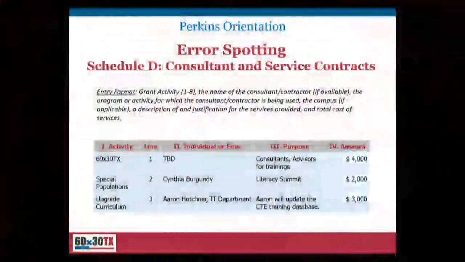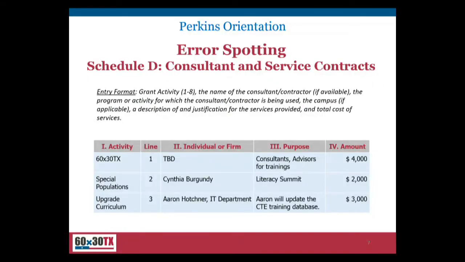You need the name of the consultant contractor, if available, the program or activity for which the consultant contractor is being used, the campus, a description of and justification for the services provided. So if we look at line 1, do we have a name of the contractor? No, but as with travel, when you don't know, you can put in TBD, to be determined. But again, in the future, when you're doing an amendment and you have this information, you need to update that too, okay?